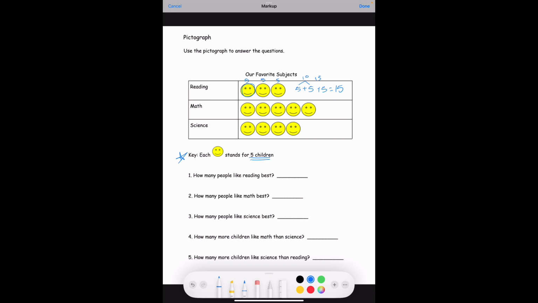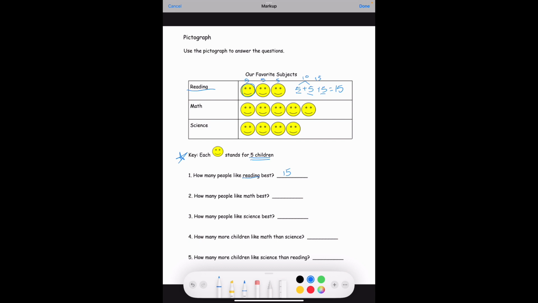So let's look at number 1. How many people like reading best? Well, we just did that. Reading is right here. And there's 3 smiley faces, and each smiley face represents 5 people. So 5 plus 5 plus 5 equals 15. So 15 people like reading best.